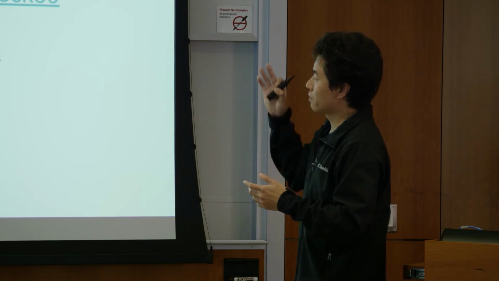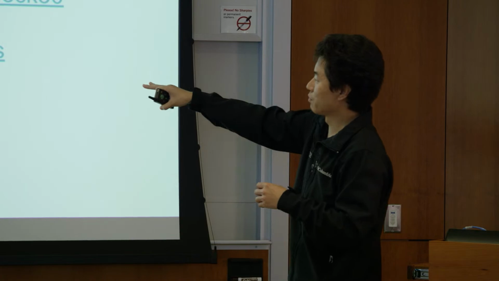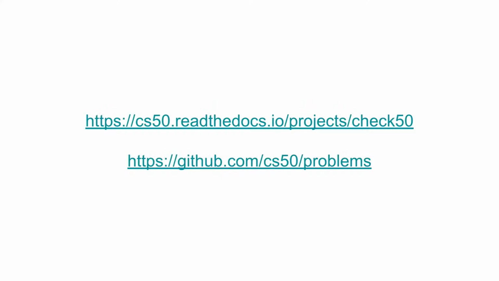The best place you would want to go is to visit github.com/cs50/problems. That repository stores all of our check50 checks. So you can take a look at how the checks are written and then customize them to suit your needs. And the reader doc has more extensive documentation on what check50 provides.